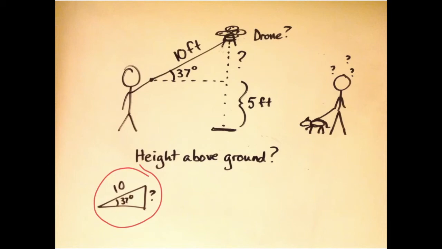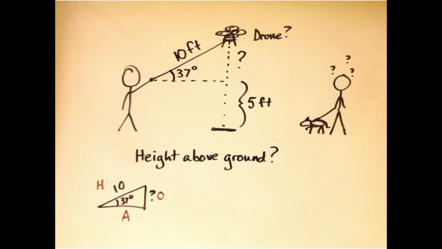So pause the video at this point, take a moment and figure out, am I using sine, cosine, tangent? Which sides am I being given? Which sides am I being asked about? Which angle am I being given? So take a moment and figure out, is it going to be sine, cosine, or tangent? And then resume the video when you think you've got it.